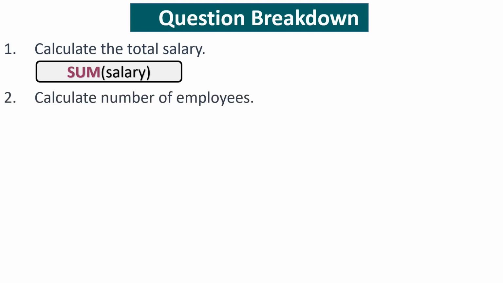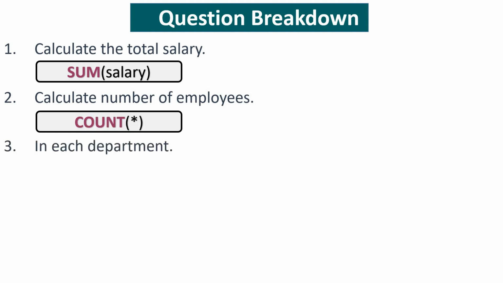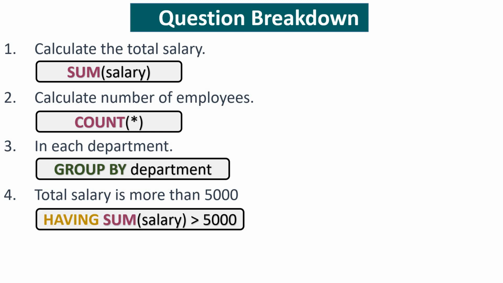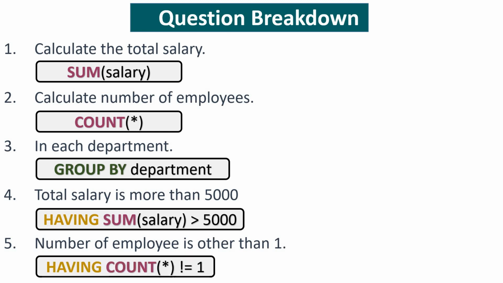And in the next step, we have to calculate the number of employees. So we will use count star. And here we have to perform these two operations for each department. So we will write group by department. And here we have condition that the total salary should be more than 5,000. So we will write having sum of salary more than 5,000. And the last condition is the number of employee is other than 1. So we will write having count star not equal to 1.